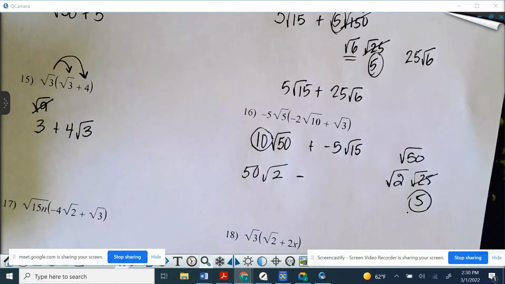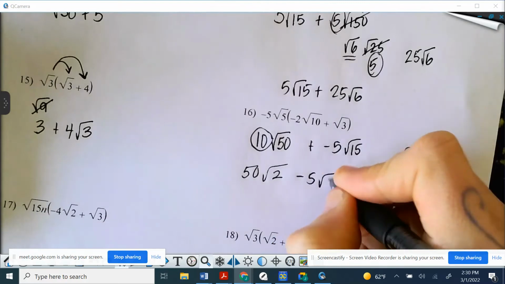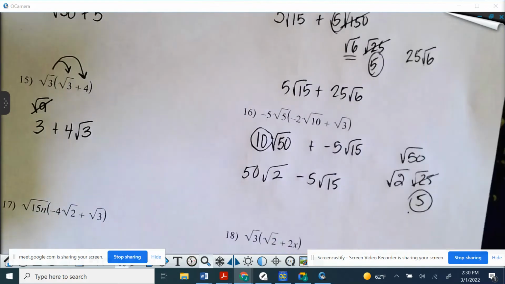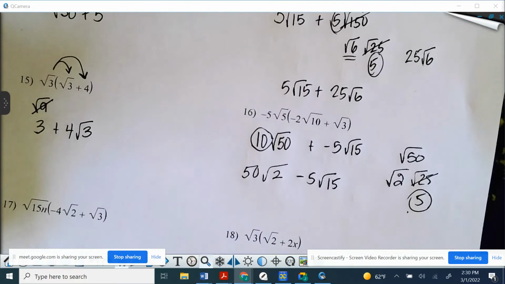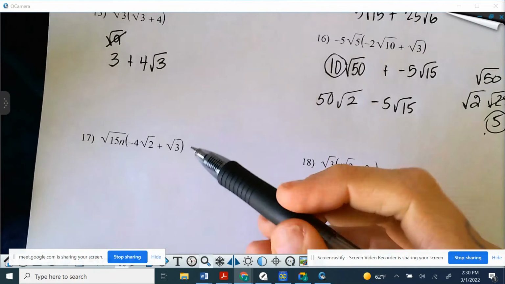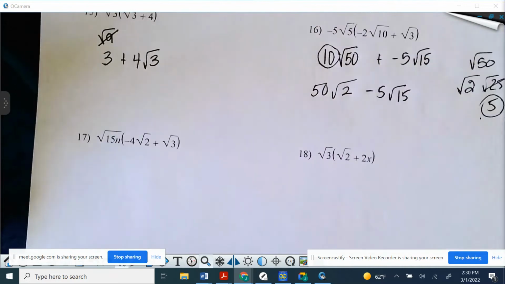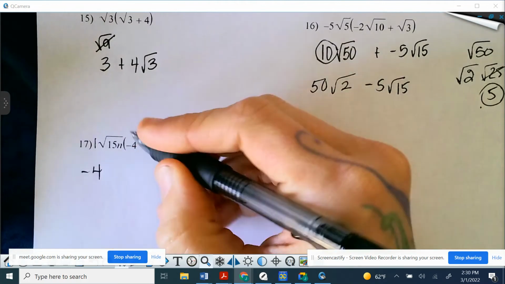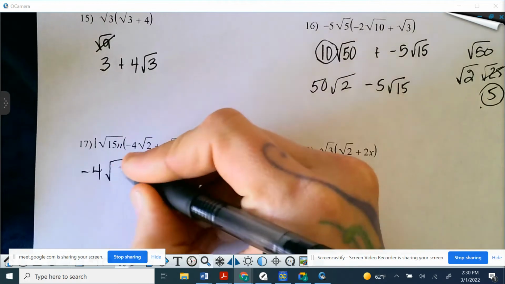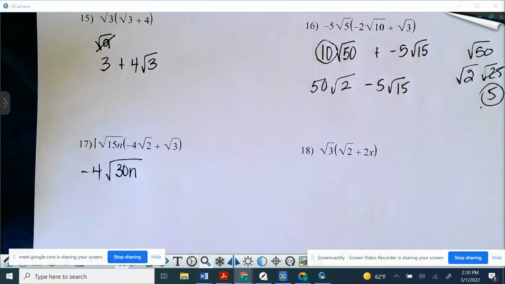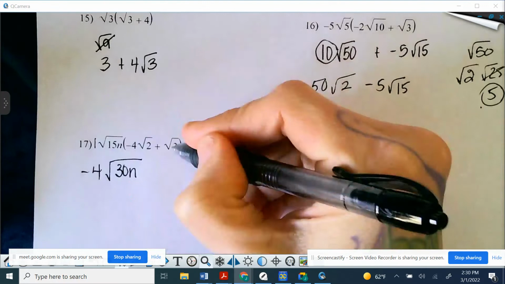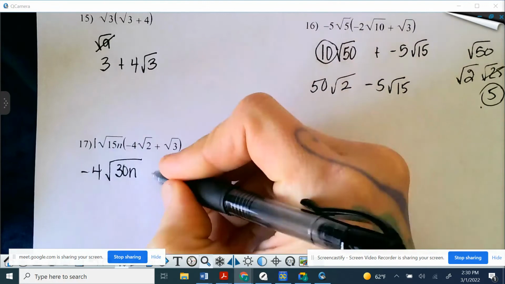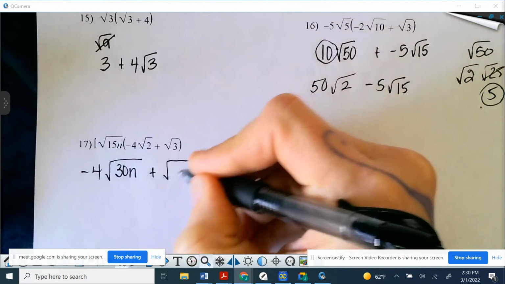And then minus 5 square roots of 15, or plus a negative, which is the same thing as subtraction. When you get into the variables, it's the same idea. The variable just moves with it. So negative 4, there's a 1 here, so that's still going to be negative 4. 15 times 2 is going to be 30, and there's that n. And then that 1, there's nothing here, so we're good. So 15 times 3 is going to be 45n.